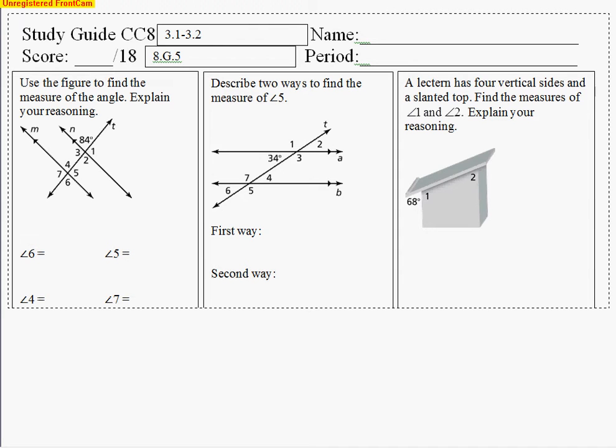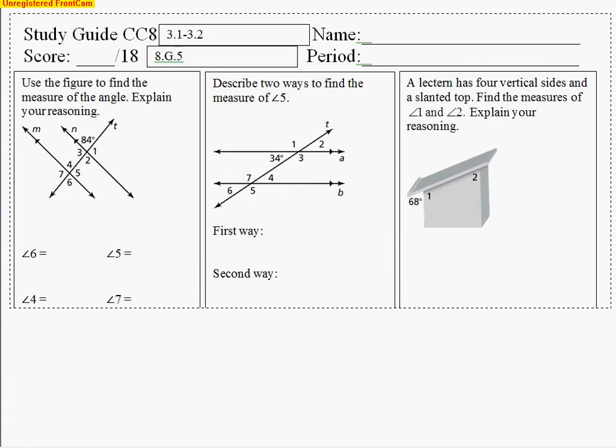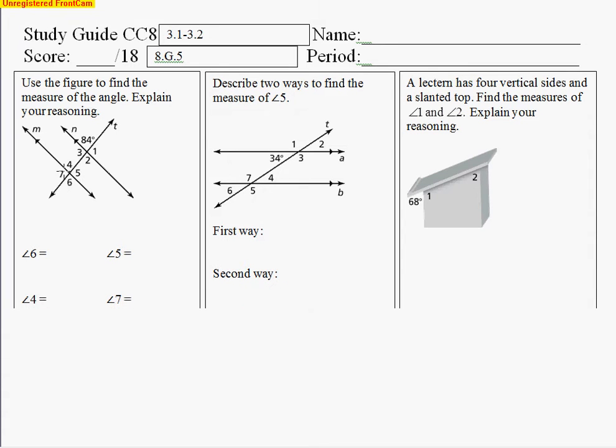This is the tutorial for the 3.1 3.2 quiz, and so let's take a look at our first type of problem, and it's going to ask us to use the figure to find the measure of the angles and then explain. And so the first step I'm going to do is see that I've got parallel lines. Whenever I've got parallel lines, that means all the acute angles that are formed are going to be equal, and all the obtuse angles that are formed are going to be equal. And so I'm going to find out what the other angle is.